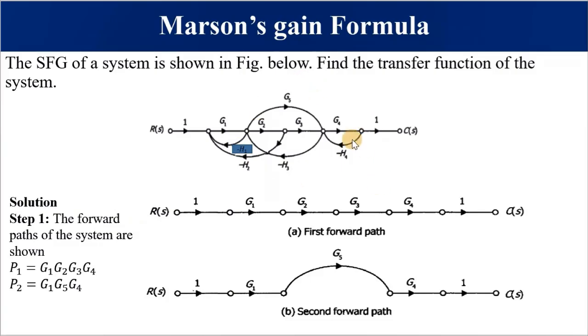So we will start by finding the forward paths. This first one, from R(s) to C(s), is our first forward path. This is not a problem: G1, G2, G3, and G4. This 1 and 1 do not change anything, it will mean a 1. So this is our first forward path. This is our second forward path, and it is now going via G5, via this path. This transmittance, this branch. So it's 1 times G1 times G5 times G4 times 1. It's simply G1, G5, and G4 in that order.